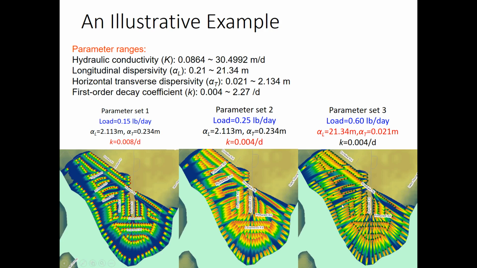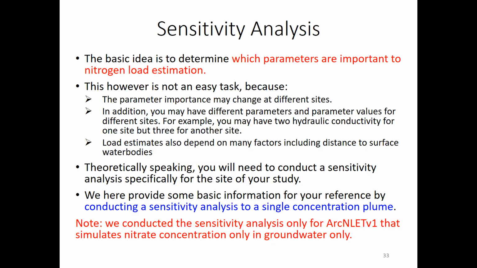So this shows the variability of load for different parameter values. Because of this, we always suggest you run your model for different parameter values so that you can have a range that decision makers can use for making management decisions. So how do we know which parameter is important? We have to run something called a sensitivity analysis. The basic idea is to determine which parameters are important to the nitrogen load estimation.